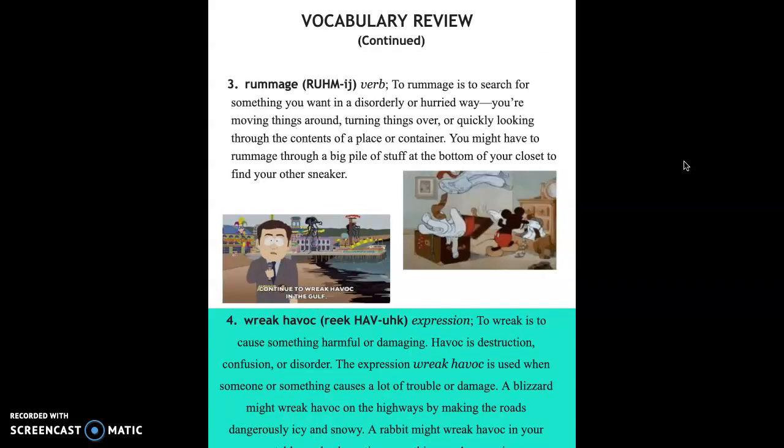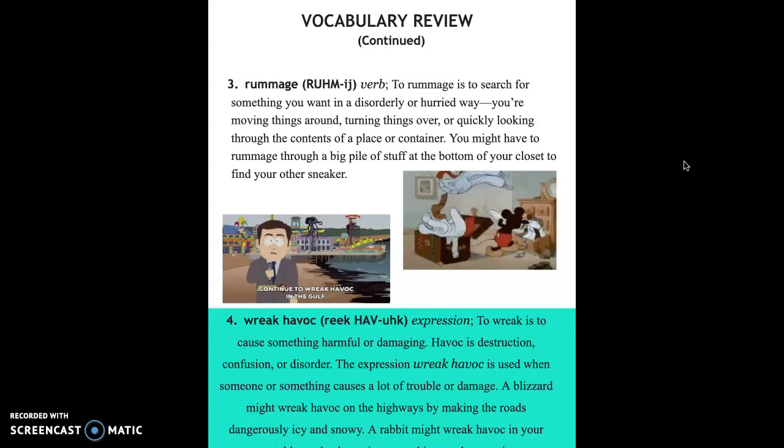Number 3, the third word we're going to look at is called rummage. It's a verb. To rummage is to search for something you want in a disorderly or hurried way. You're moving things around, turning things over, or quickly looking through the contents of a place or container. You might have to rummage through a big pile of stuff at the bottom of your closet to find your other sneaker. Mickey is doing this well himself in that drawer. Sometimes we get panicked about losing something and we start throwing things out, trying to find something in a panic.